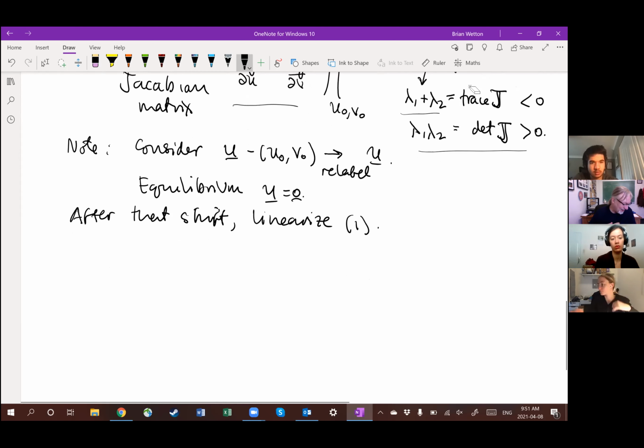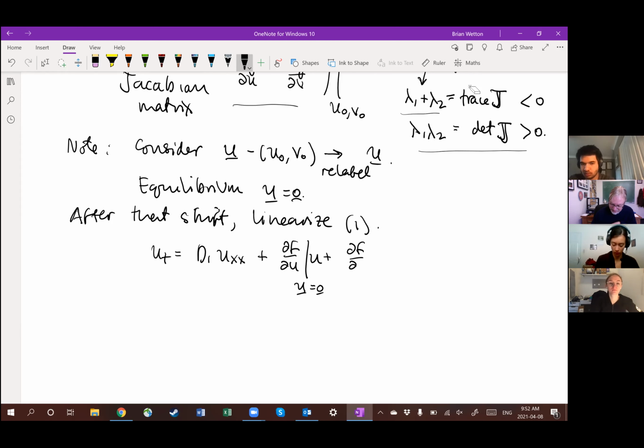But anyway, so you can linearize and you get, well, the diffusion term's already linear, so that doesn't change. And now you get this Jacobian matrix of coefficients. Right now they're evaluated at the origin, but it's the same Jacobian matrix as before. This is times U, and this is times V. And then I get, this is already linear, the diffusion term. And I get dg du times u plus dg dv times v.